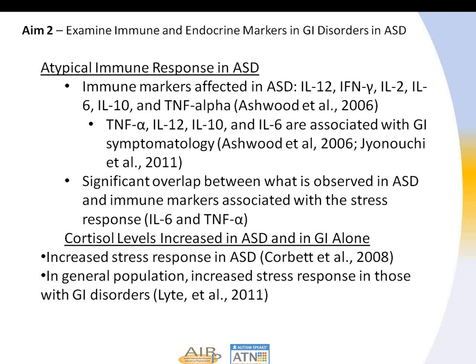A little background on that aim is that there are a number of immune markers that have been reported as atypical in ASD, and several of these are also associated with gastrointestinal symptomatology. There's significant overlap between those markers and those that are associated with the stress response, in particular IL-6 and TNF-alpha, and so those were our primary targets in this. And we are also interested in the stress response as measured by cortisol.